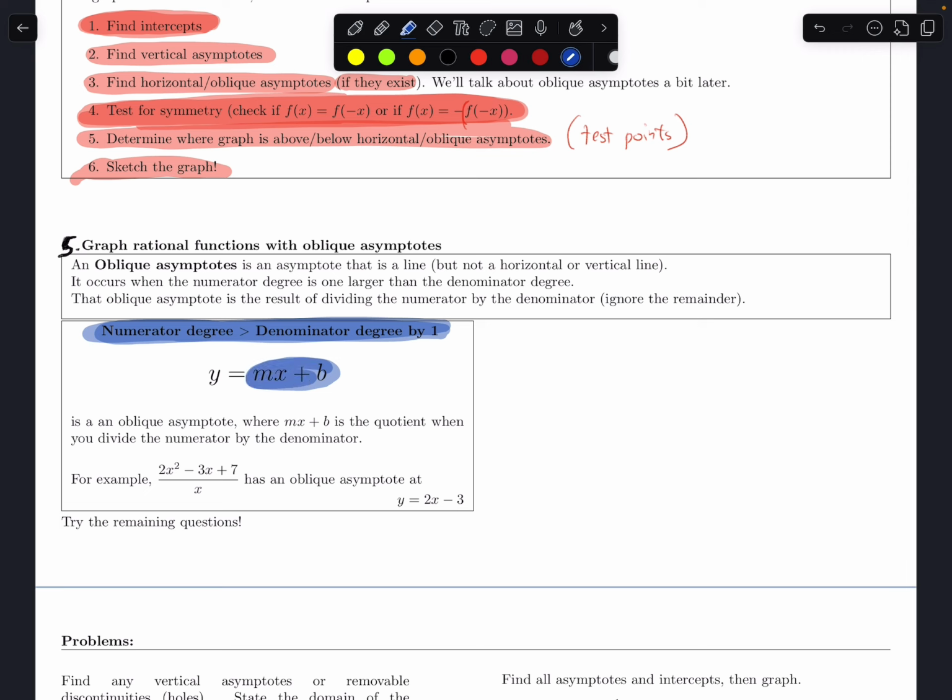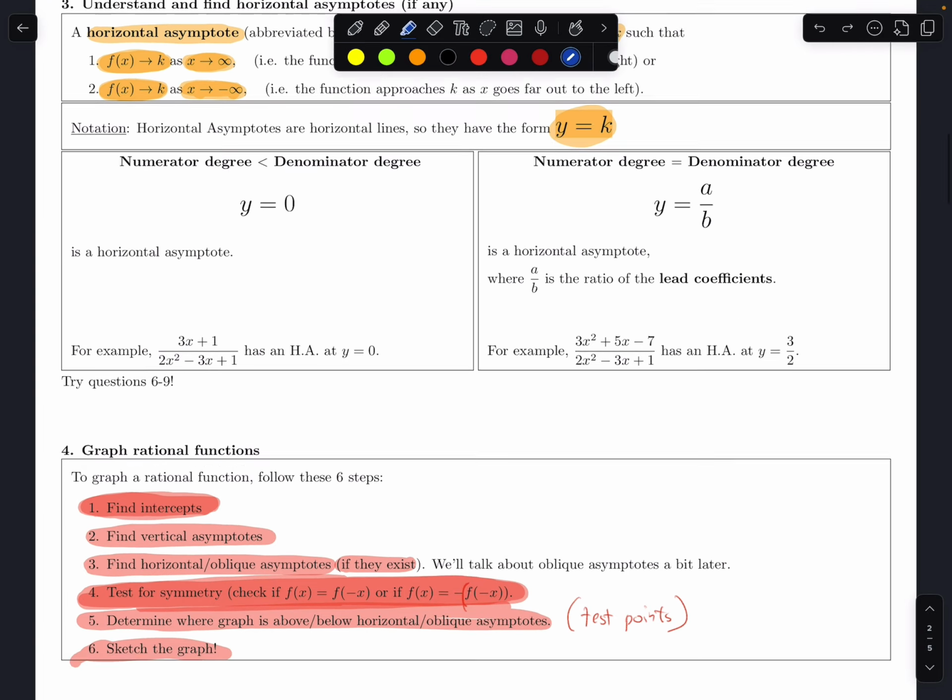So if you plot the quotient, that will give you an oblique asymptote. Oblique just means it's not vertical and it's not horizontal, it's kind of diagonal. It hits at a slant. Could be something like that or something like this. Could be going up or down, I mean, slope positive or negative.